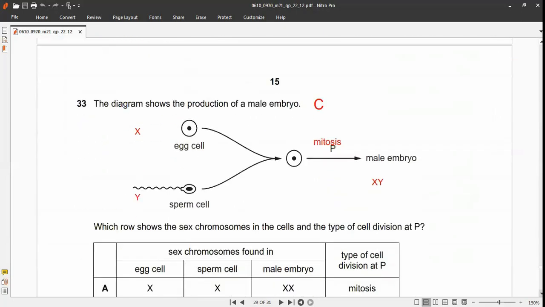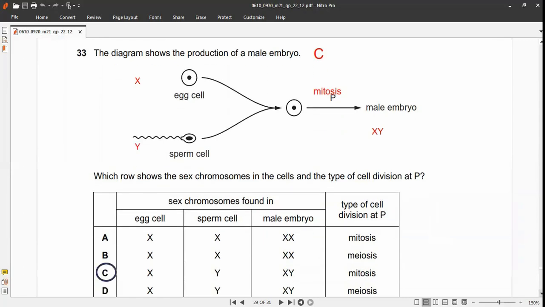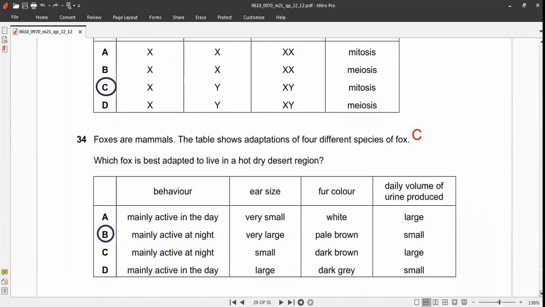The diagram shows the production of a male embryo, egg cell, and sperm cell, mitosis, male embryo XY. So X, egg cell, Y, sperm cell, and male embryo XY, and the type of cell division at B is mitosis to form the embryo. So the correct answer is C.